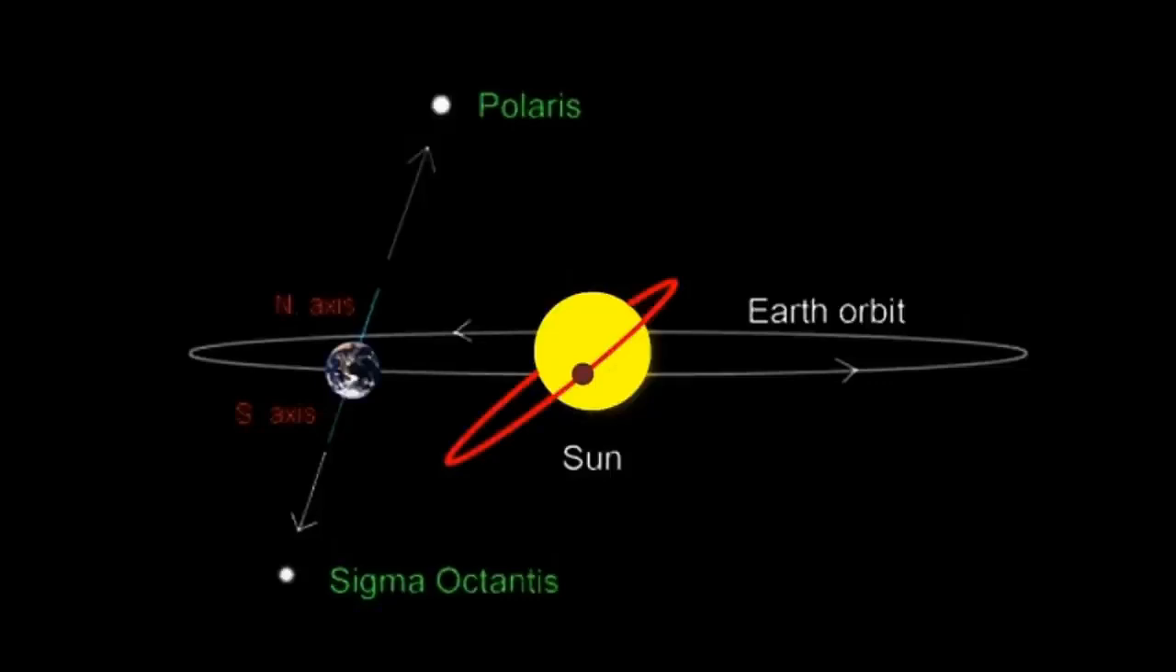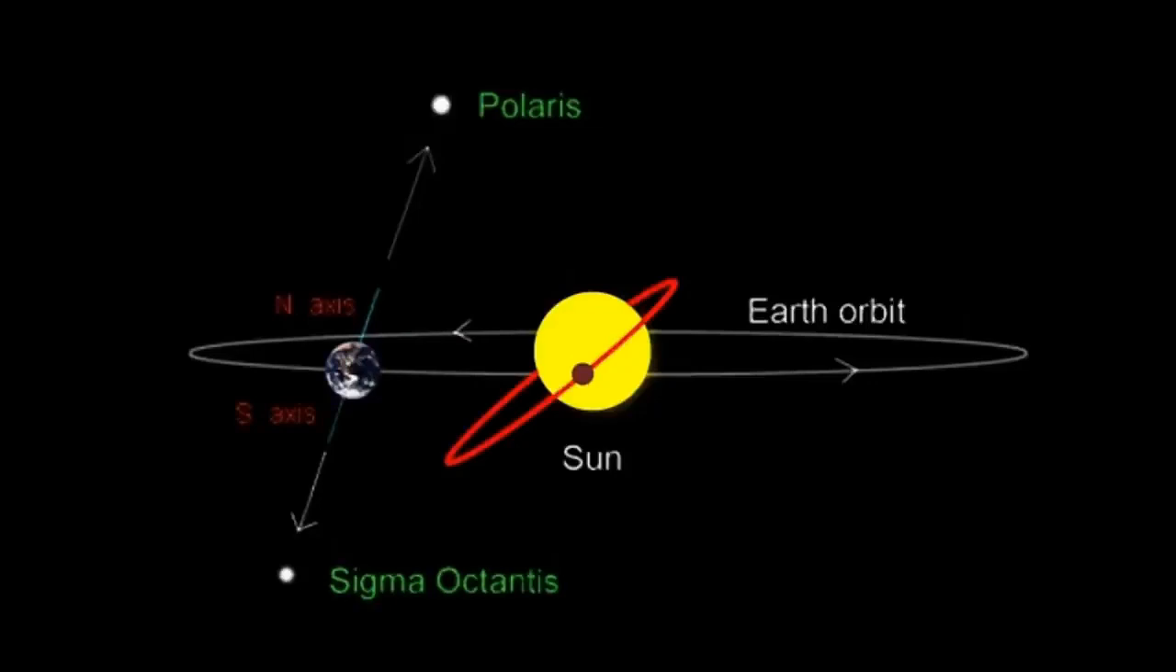Yes, the Earth's axis will point to Polaris and Sigma. That maybe won't change. Hopefully it doesn't, because that would be catastrophic. But what is changing is the Earth's wobble around the sun.